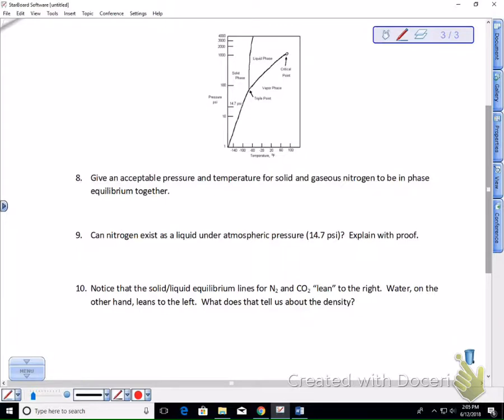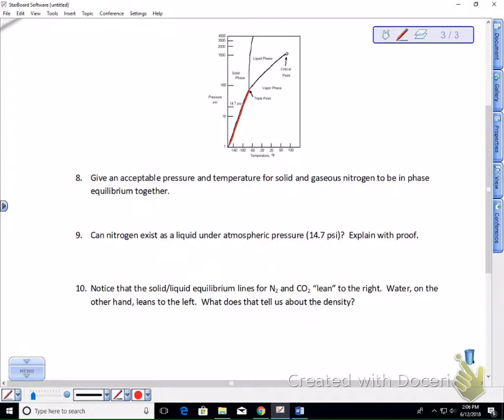Our final phase diagram is for nitrogen. Notice that in this particular phase diagram, the liquid phase is very tiny. That's our experience with nitrogen, and the gas phase is actually huge. Given acceptable pressure and temperature for solid and gaseous nitrogen to be in phase equilibrium together. Well, think about where is that on a phase diagram for solid and gaseous to be together. That's going to be on the equilibrium line that separates those two phases.